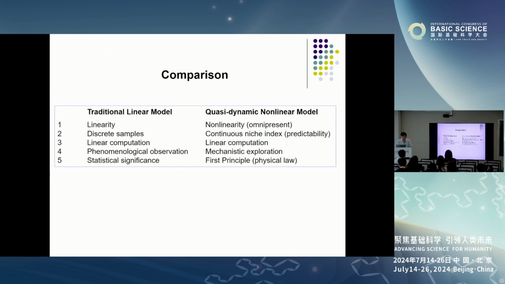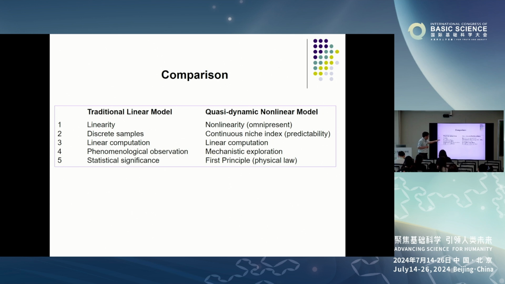Okay, let's just make a summary of my talk. The traditional linear model considers linearity. Our model considers nonlinearity. Nonlinearity is a universal phenomenon in nature and in society. So nonlinearity cannot be avoided when you do data analysis.